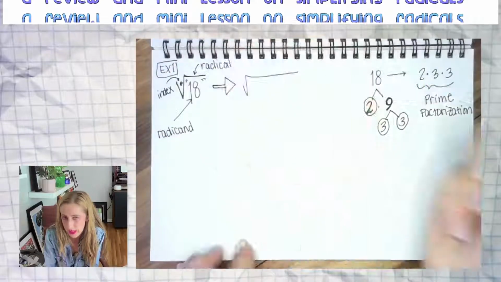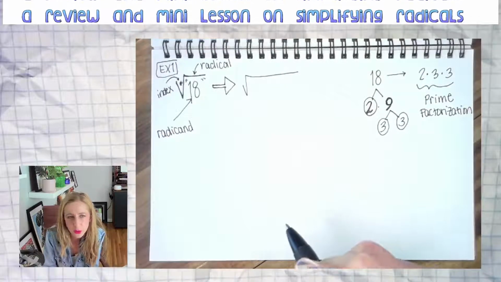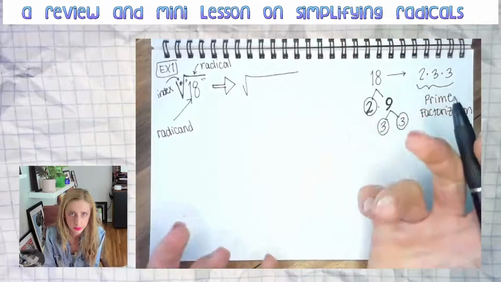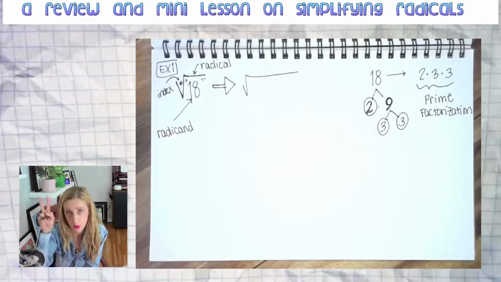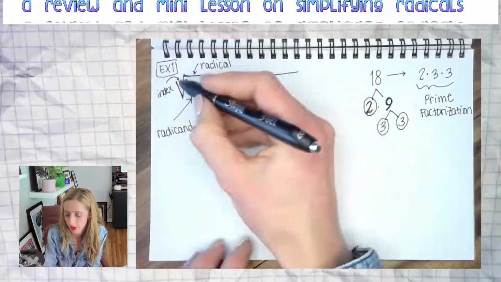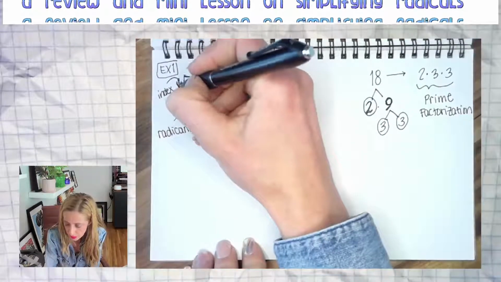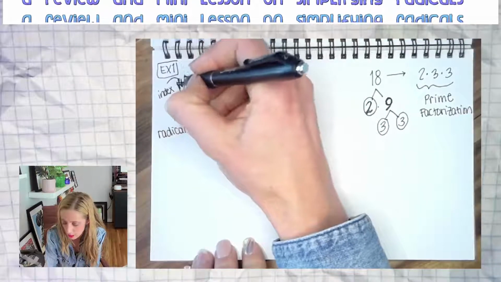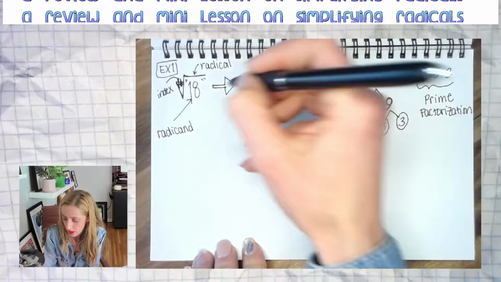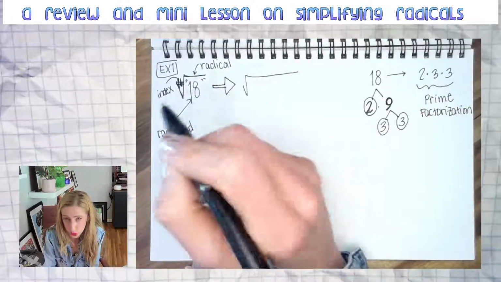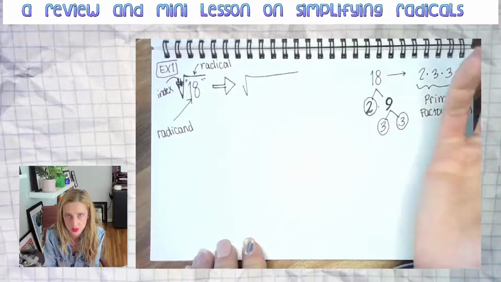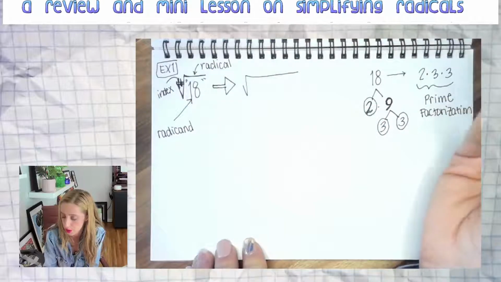Now, if there's no index, it's an invisible 2 for square root. 2 for square. Squared is second power. So if there's no number here, that was supposed to be a little number symbol, but it was so tiny, I don't know if you could see it. Okay? If there's nothing written, it's an invisible 2. I know we're used to invisible 1s and 0s. Now we got an invisible 2.